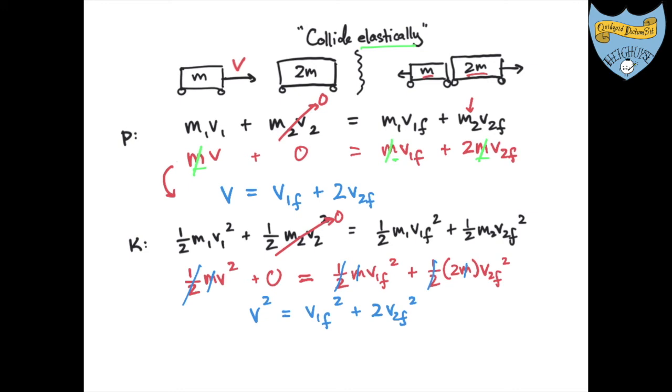The easiest way to do this, though, is to take our momentum equation and solve it for V1 final. So if I do that, it's V1 final equals, let's see, V minus 2 V2F. All right, and then I will take that and substitute it in for V1 final down here. When you do this, please note you are going to use FOIL, as you learned back in Algebra 1. So be careful when you do it. If you like, pause the video, plug it in, expand using FOIL, and then resume the video to make sure that you got it right.